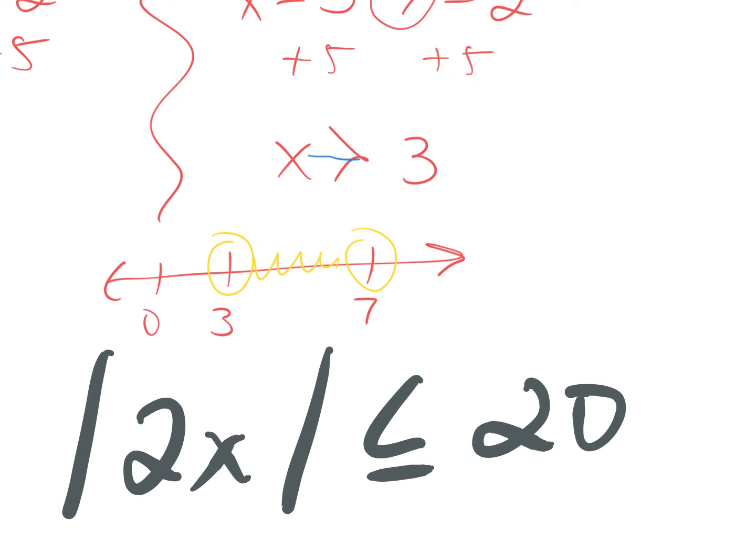How would I write that in interval notation? 3, 7. Perfect. Brackets or parentheses? There you go. There's your answer.